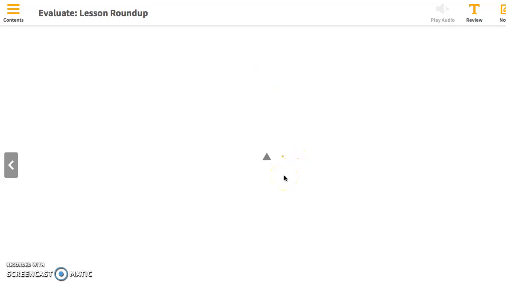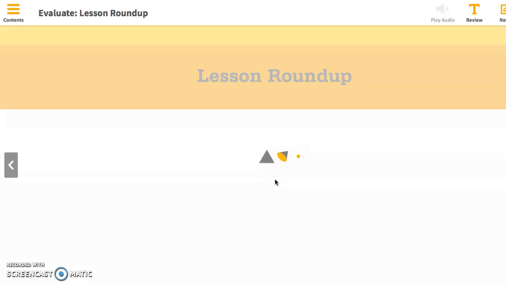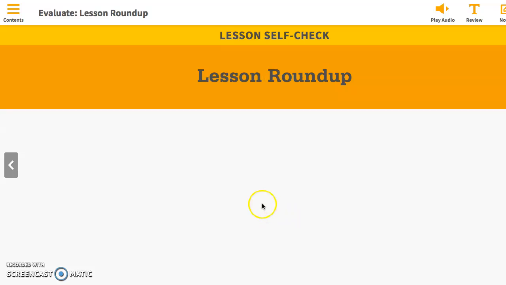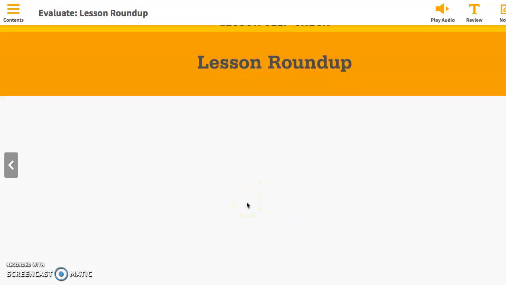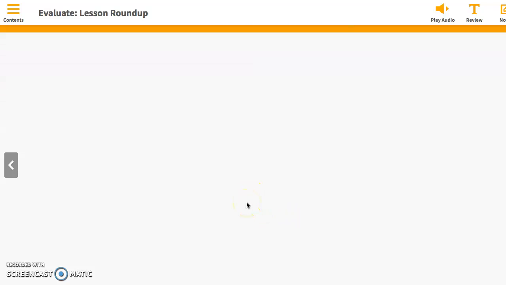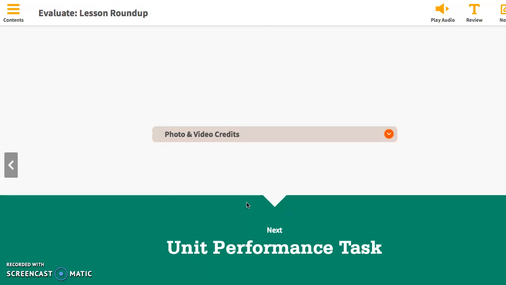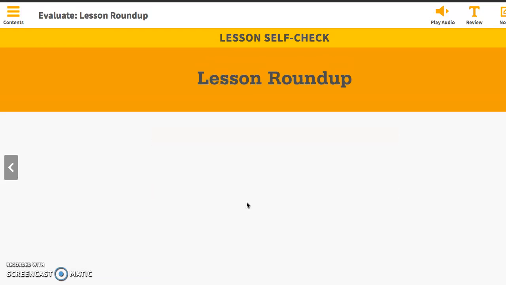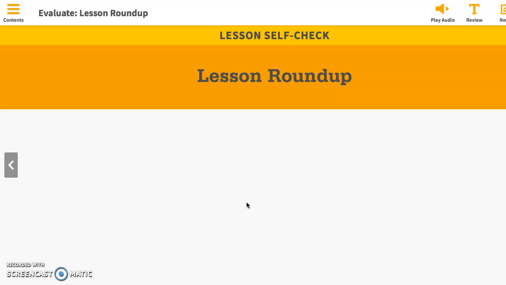Okay, so remember we were saying the factors were that people wanted to be safe and use less gas. And we had to find out with our graph about trucks and how they had less gas mileage than the others. Less gas mileage than a car. And we're going to write that down on our graph. Then we have to do our unit performance task. And then we'll be moving on from there.